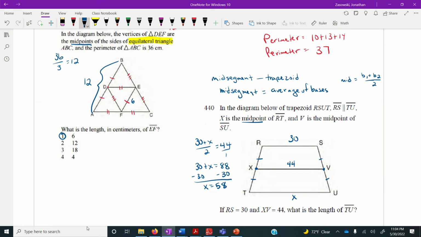Now, you can also think about it with numbers and say to yourself, kind of like our leapfrog thing from before, how do you get from 30 to 44? We have to add 14. So we have to add the same amount to jump from the midsegment to the other base. So if you just add 44 and 14, you'll also get 58. But that is just another way to look at how to do this question.